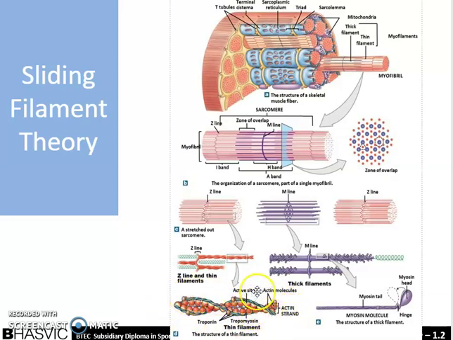When resting, the active sites are covered by the strands of tropomyosin. These are held by the troponin.